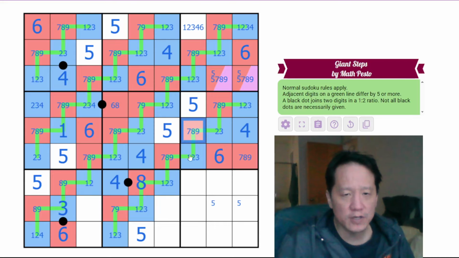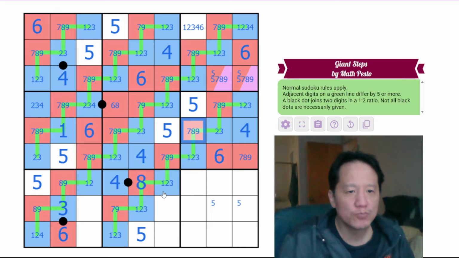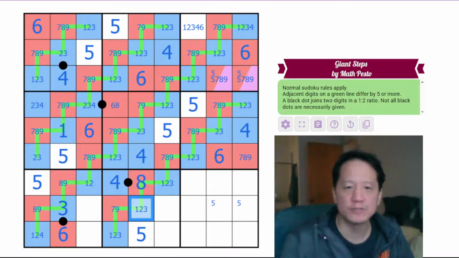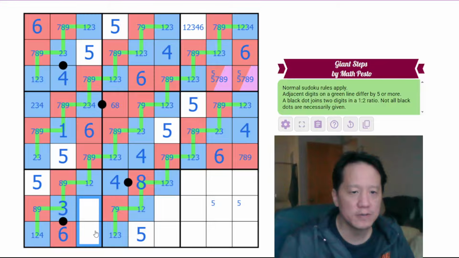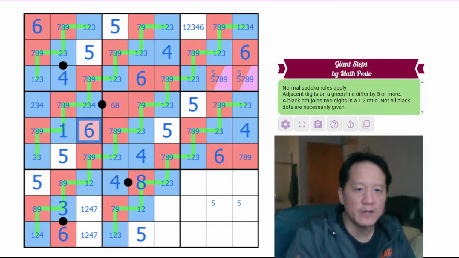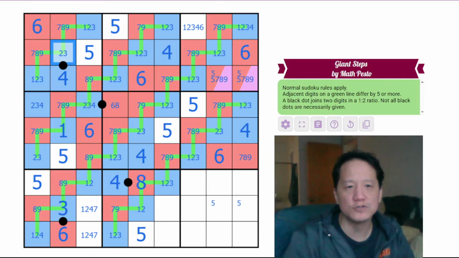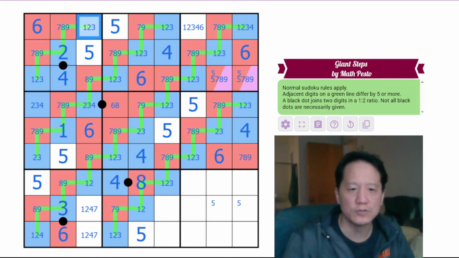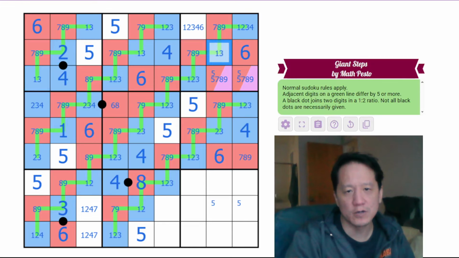6, 7, 8, 9. This is 3, which eliminates 3 here. This has to be 7 and 1, 2, or 4 here. So this cannot be 7, no 7 there. This is not 3, so this is 2, which means this can't be 2. No 2 here or here.